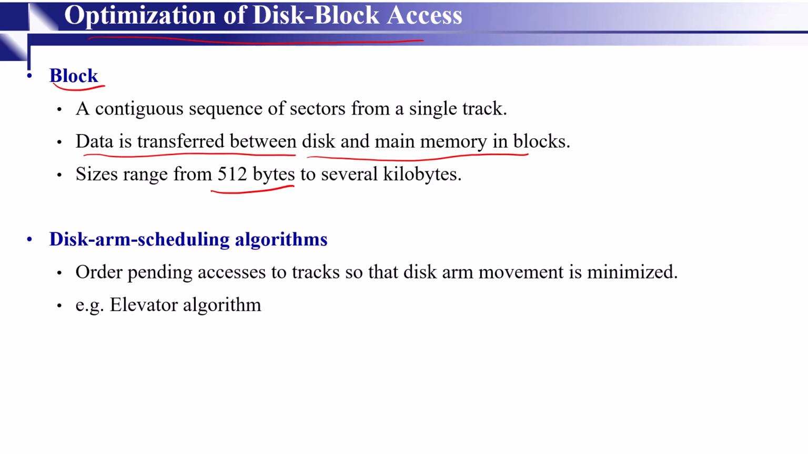In order to optimize this performance, we use disk arm scheduling algorithms. These algorithms determine the order in which pending disk access requests are served. The goal here is to minimize the movement of the disk arm, which directly impacts access time and overall performance. One common example of such an algorithm is the elevator algorithm. This works similarly to an elevator moving up or down between floors, and it tries to optimize the order of track access to reduce unnecessary movements.